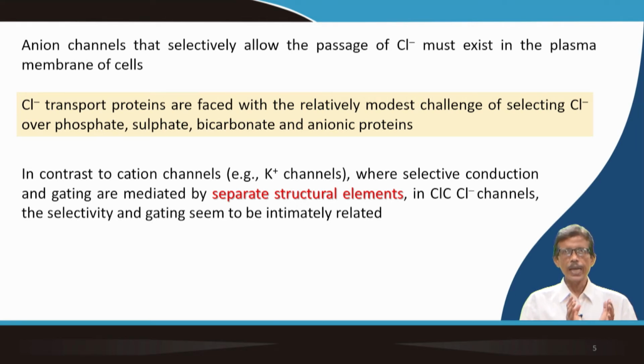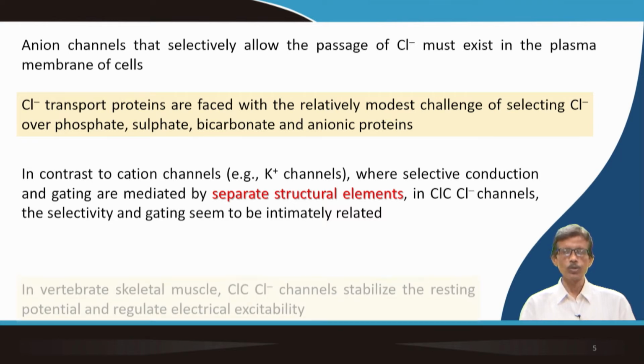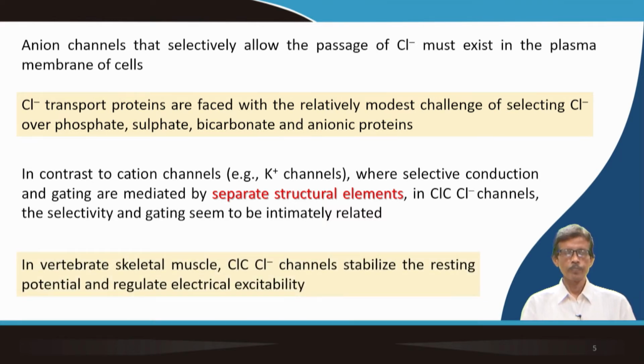The selectivity and gating seems to be intimately related. So, if one is affected, the other will definitely be affected. So, the selection of the ion from a pool of other anions is also responsible for the gating process, whether you have a voltage gated process or a ligand gated process for your movement of the chloride ion.